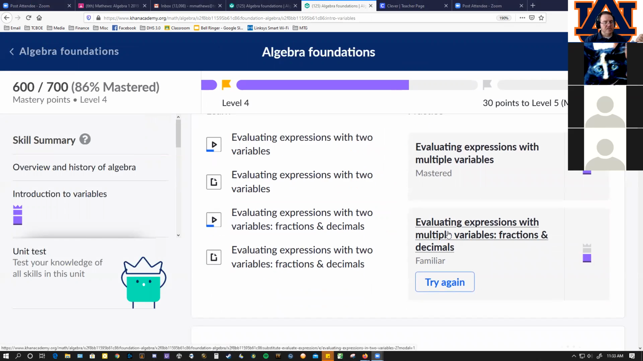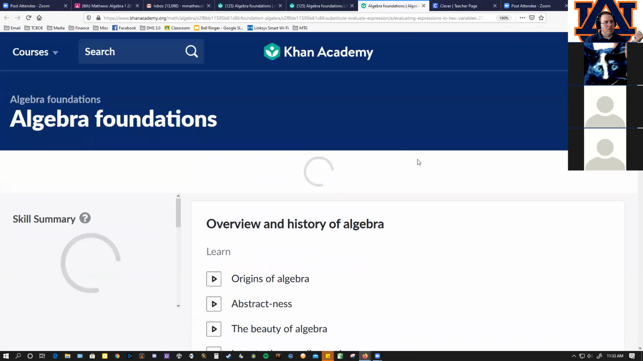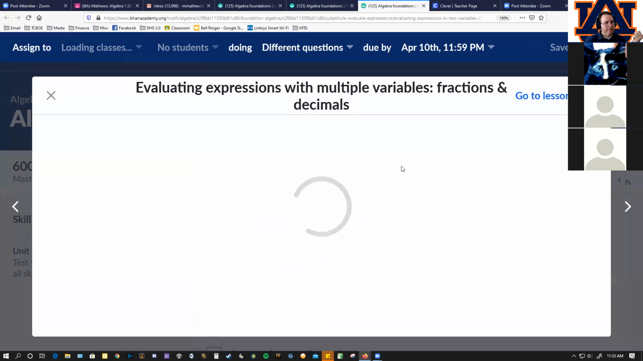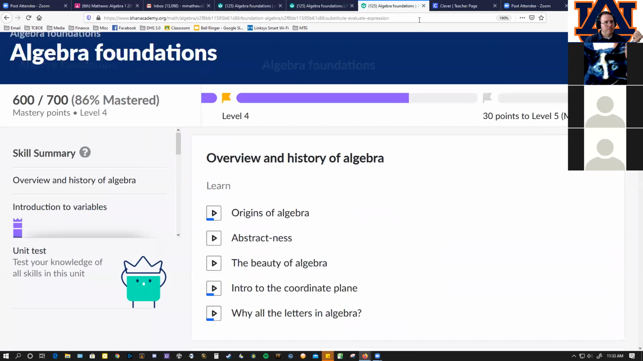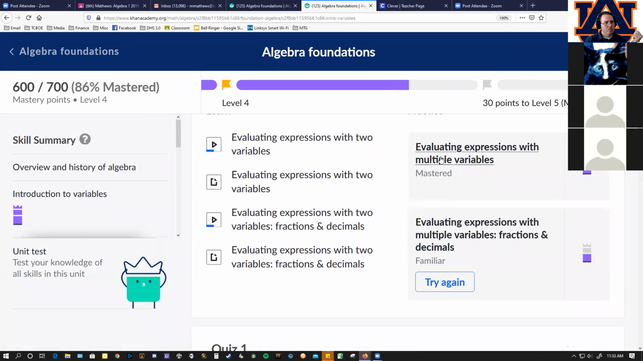So now this is sort of like the same skill, just getting a little bit more rigorous. Why did I just do that one? The same one? Yeah, that's the same one I just did.